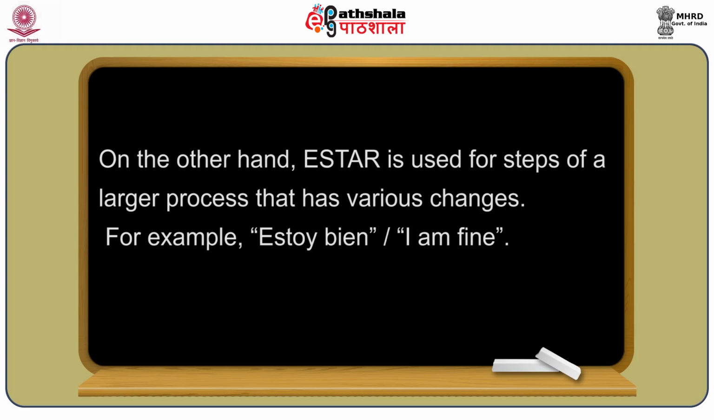On the other hand, estar is used for steps of a larger process that has various changes. For example, estoy bien, meaning I am fine. Obviously, your mood is not permanent and can change to different states like bad, which in Spanish is mal, or sad, which is triste, or happy, which in Spanish is contento. So these are the moods that change.